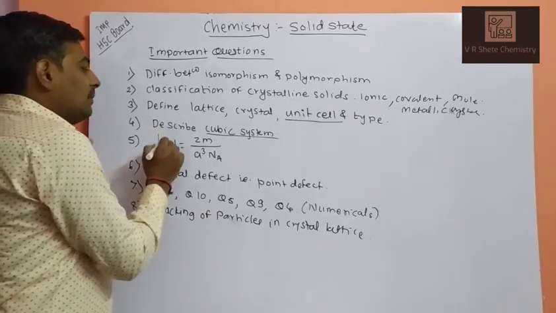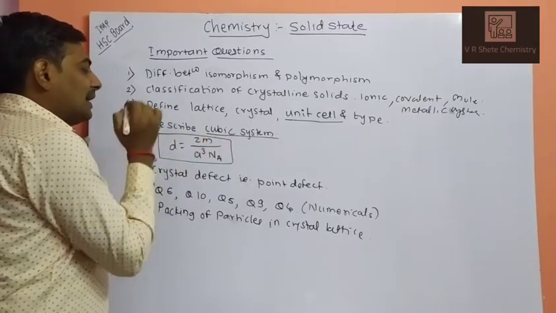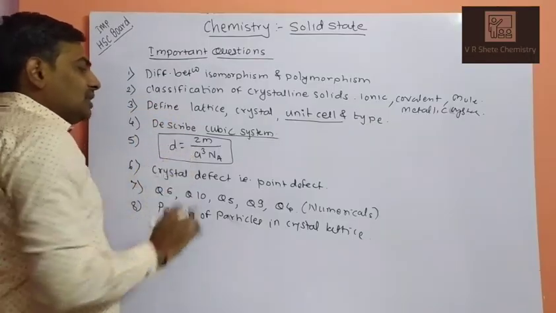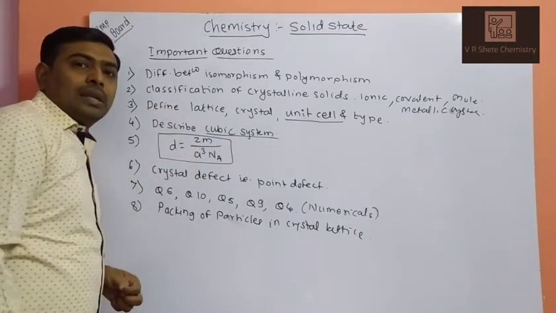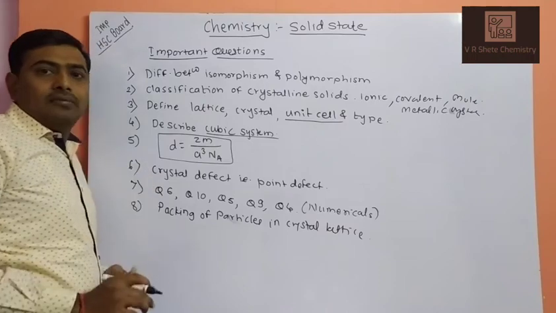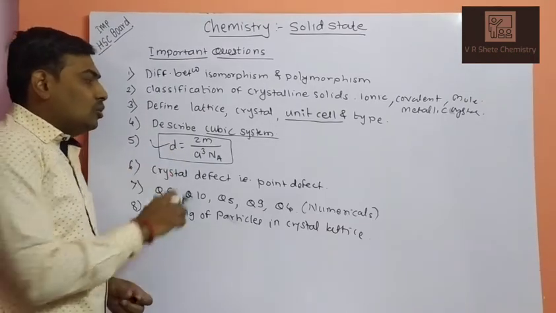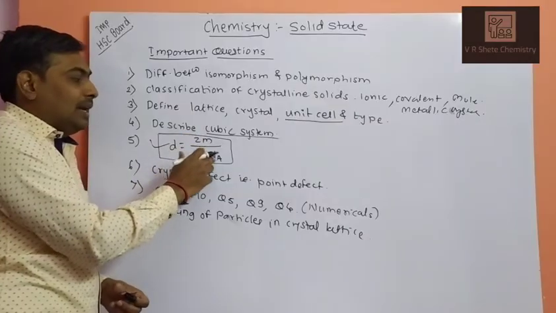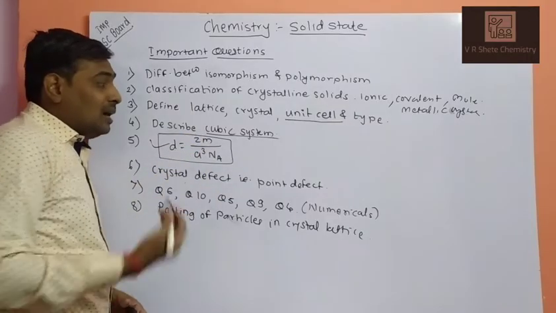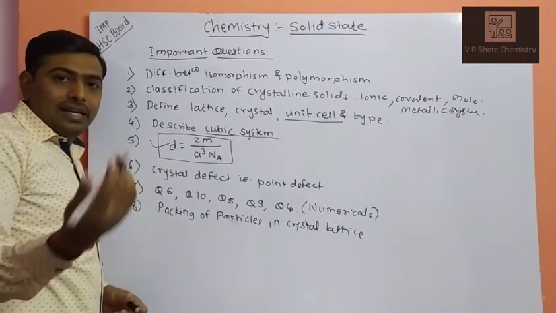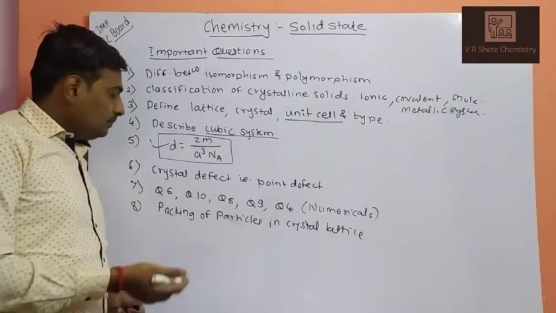If the question is there, do you know the relationship between molar mass and density? At that time this equation is very important. Nearly 90% of numericals from this topic will be solved with this formula, a very important formula. Density is equal to Z M upon a cube N A. How to solve the numericals, we'll discuss in the videos.